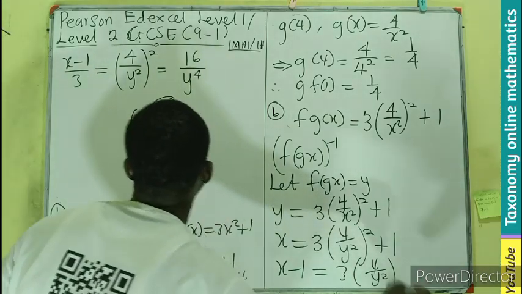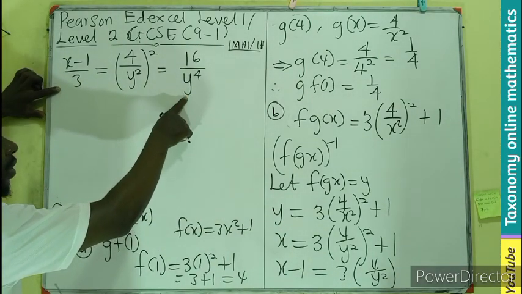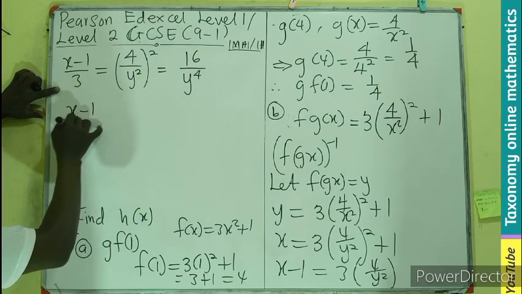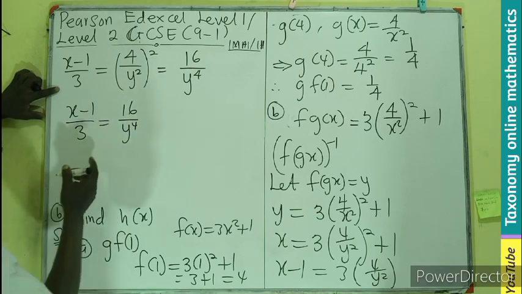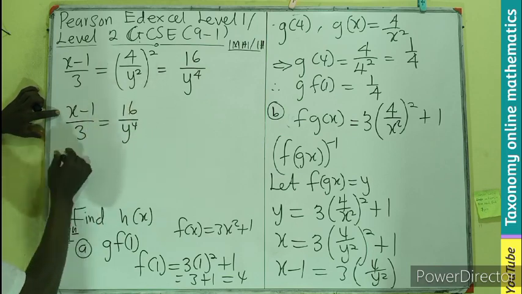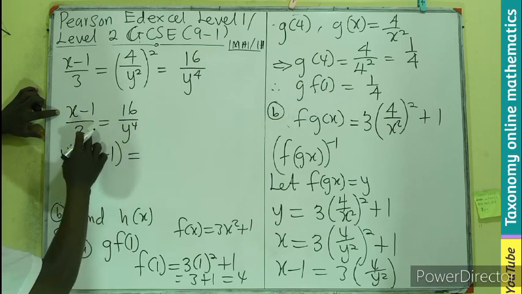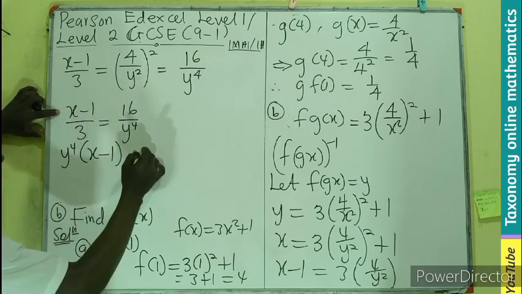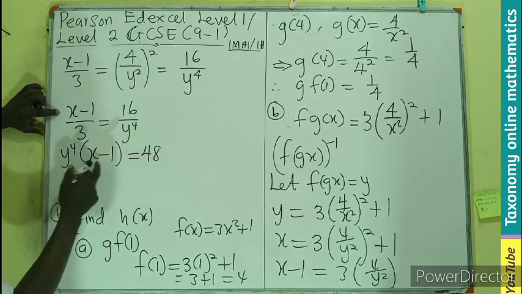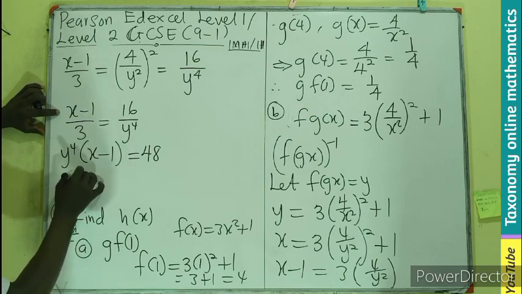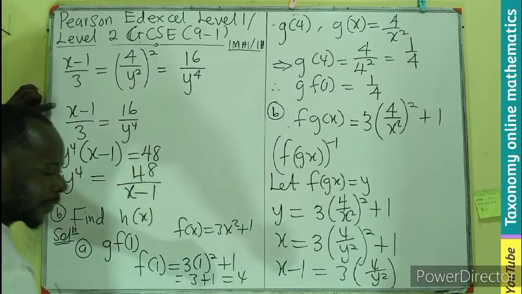Right, if that is out of the way, we are only trying to make y the subject. So I'll be having x minus 1 over 3 equals 16 over y to the power 4. If you cross multiply, this will go here, so I'll be having y to the power 4 multiplying x minus 1 equals 3 times 16, that will be 48. So what is next? We need the y, so we divide by this coefficient, meaning y to the power 4 equals 48 divided by x minus 1.